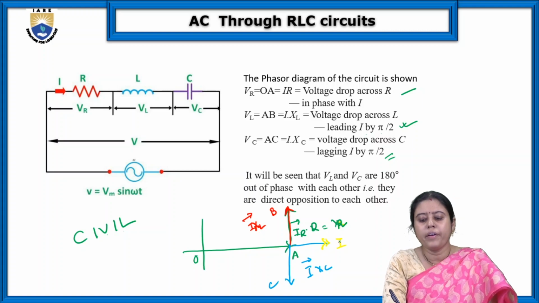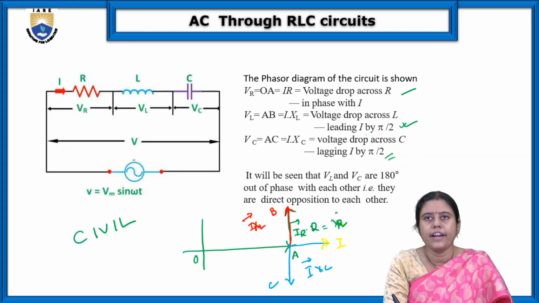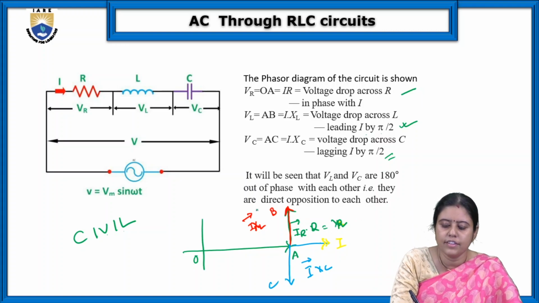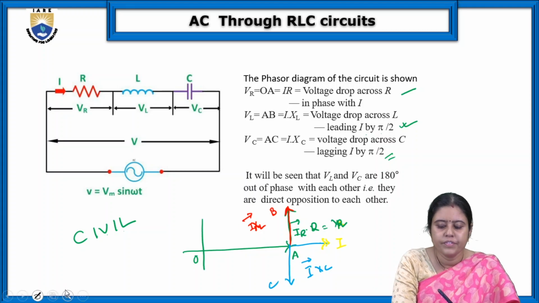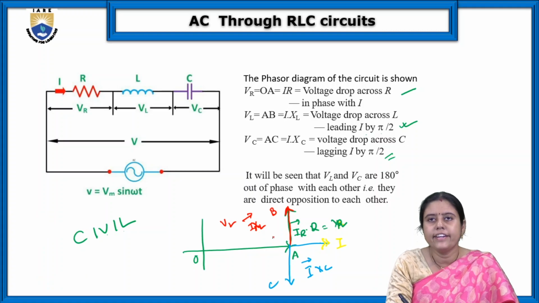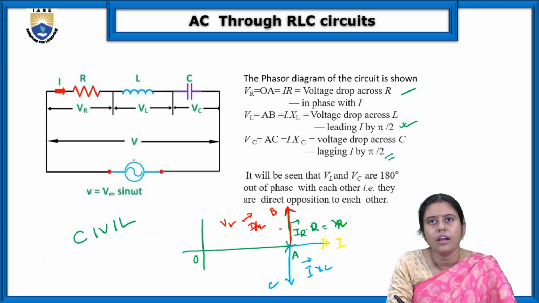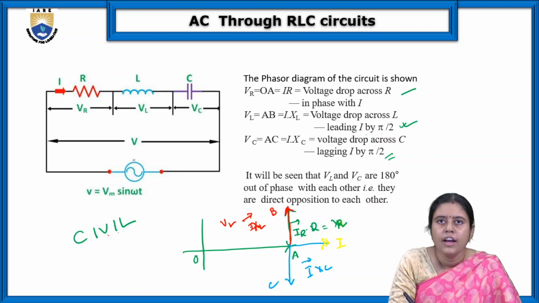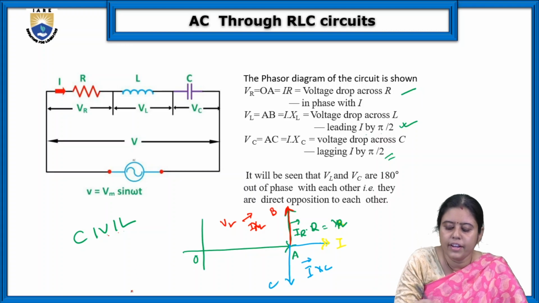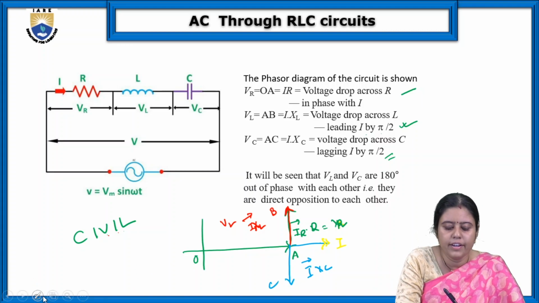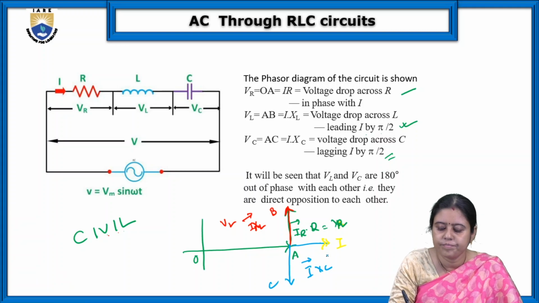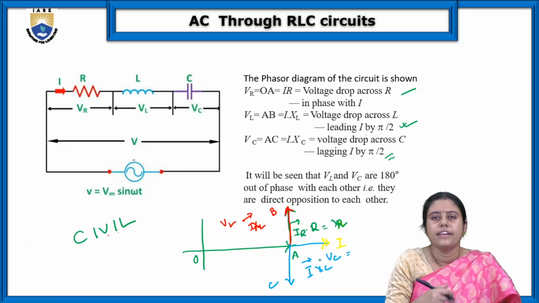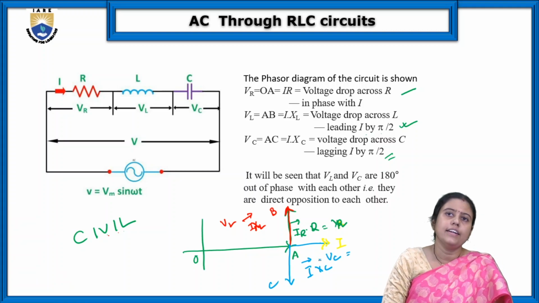VR is always in the same phase as the current. VL is always 90 degrees leading, because the voltage leads the current by 90 degrees, and similarly VC is 90 degrees lagging the current.